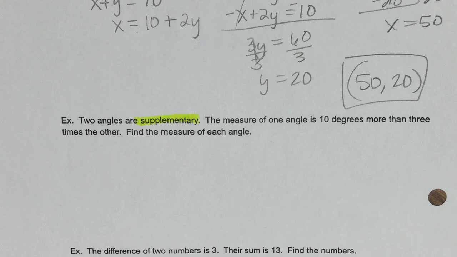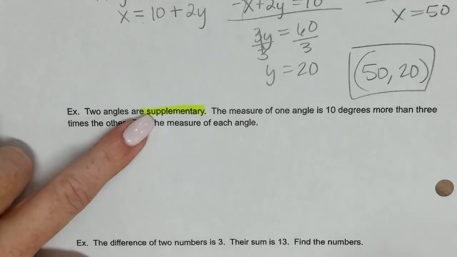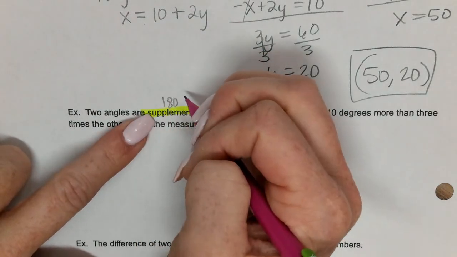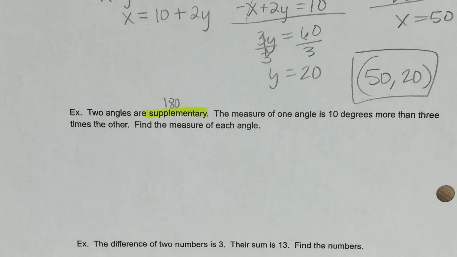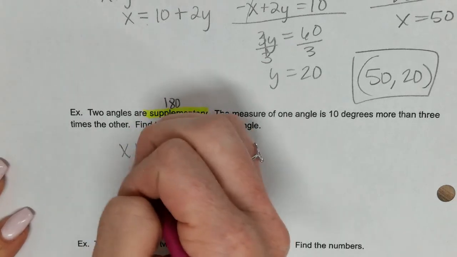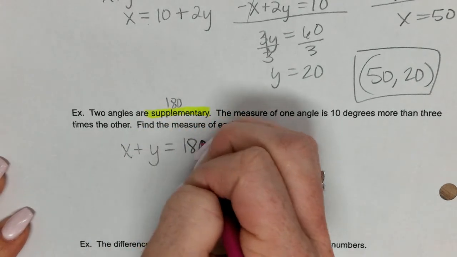So two angles are supplementary. Supplementary means they add up to 180. So how would I write that as an equation? Two angles add up to 180. X plus y equals 180.